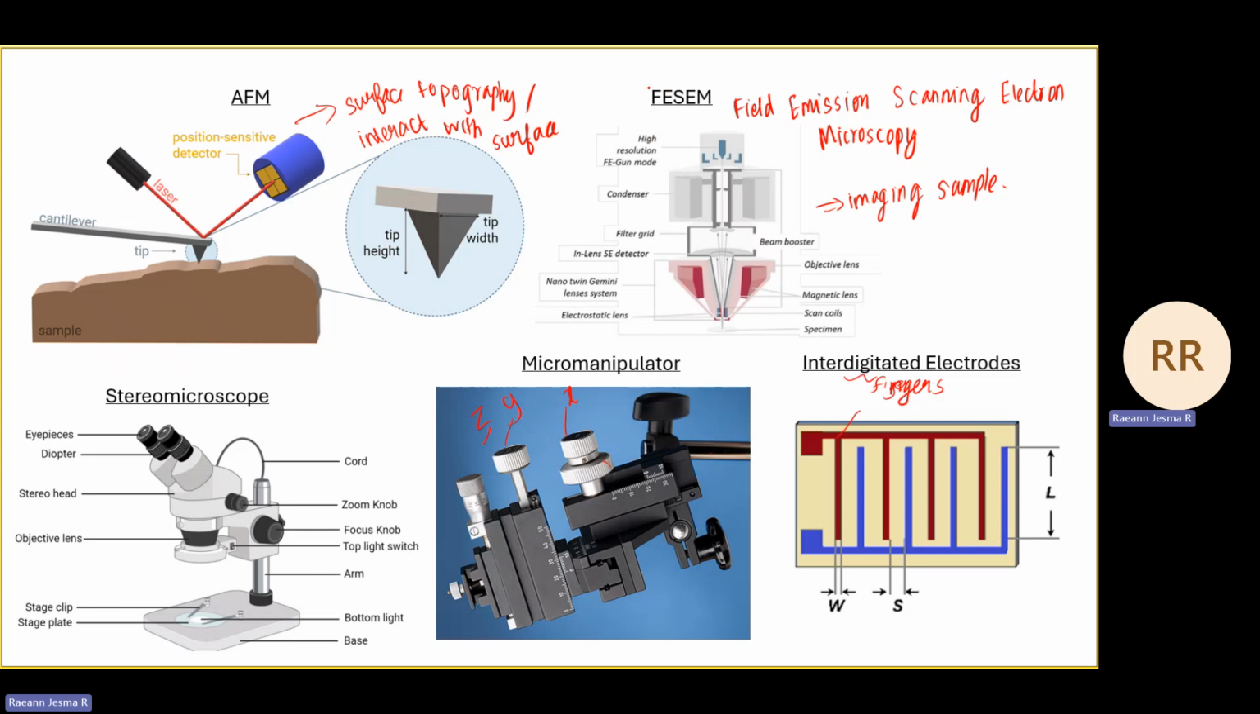FEACM is for viewing images, so we cannot use this. Interdigitated electrode is mainly used for measuring the electrical properties, so this is also wrong. Stereo microscope is also wrong.